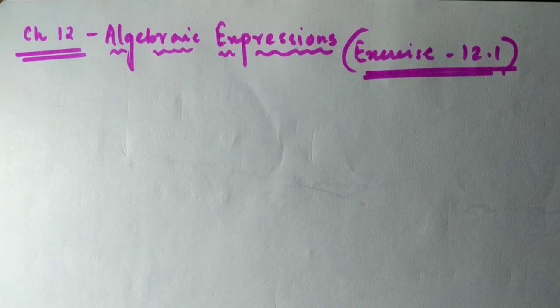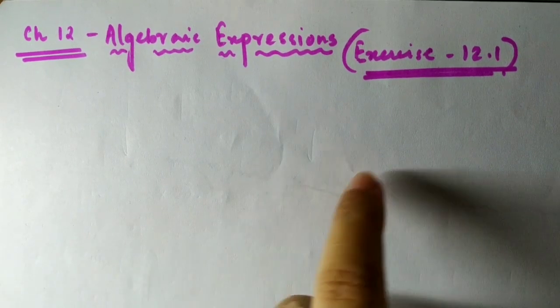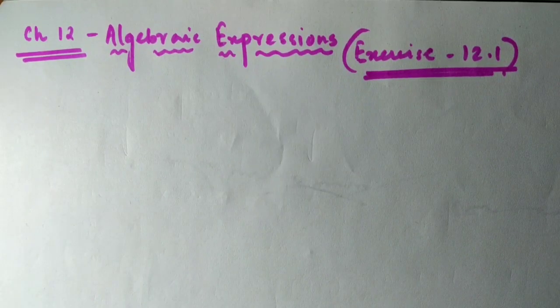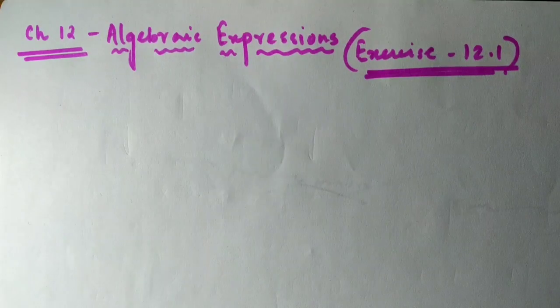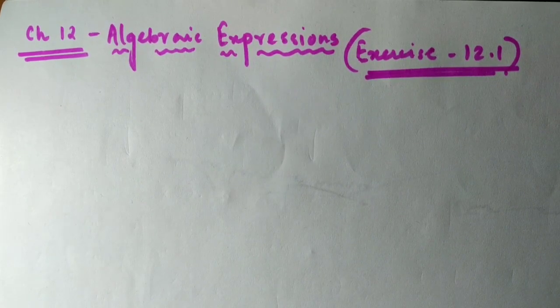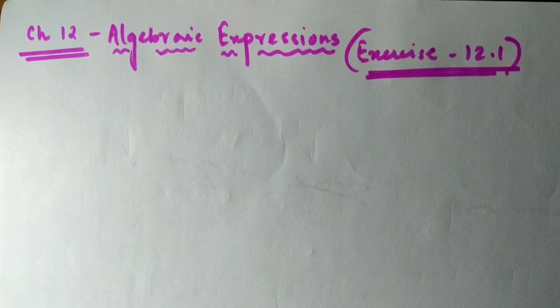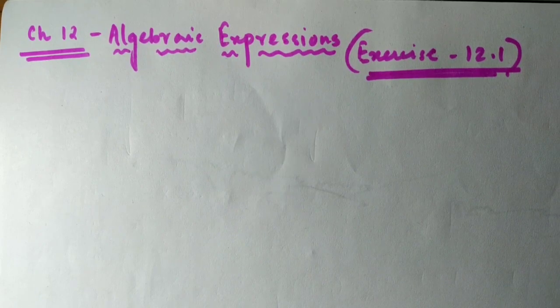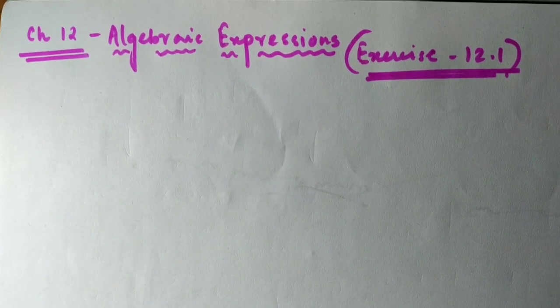Hello everyone. Today we are going to start with chapter 12, that is algebraic expressions, and we are going to start with the first exercise, that is exercise 12.1. In the previous video links and the documents that I have given in your first day of the class, I have given you the brief description about what are terms, what are variables, what are constants, what are like terms and unlike terms, all those. So we'll be using those basic concepts in the first exercise and we'll start solving the sums.